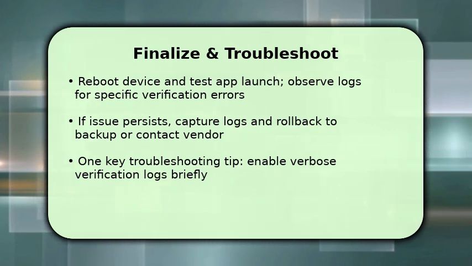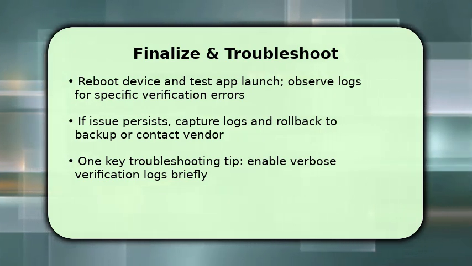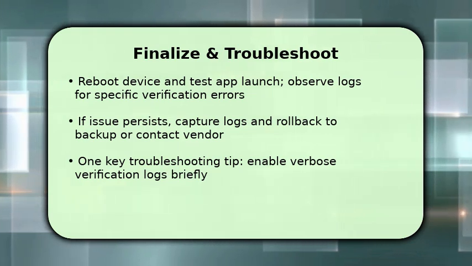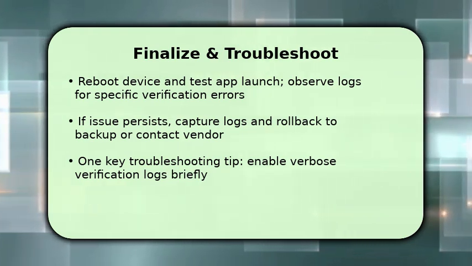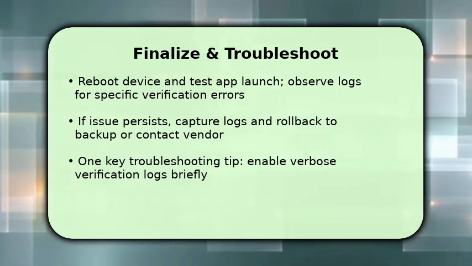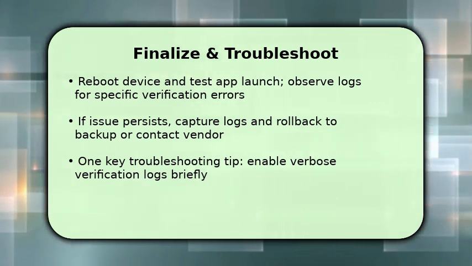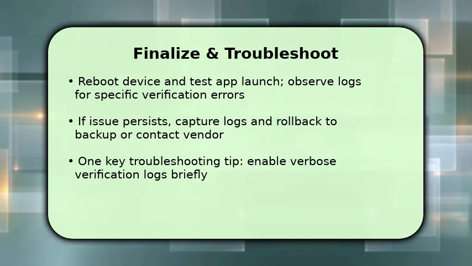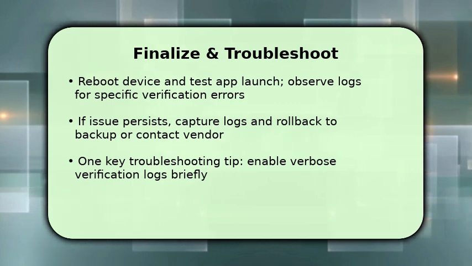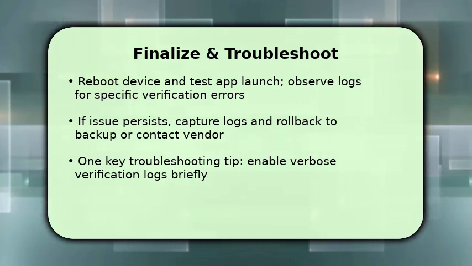If the error persists, capture detailed logs and roll back to your backup or contact the vendor with the log excerpt, because developers can pinpoint signature or manifest issues. One key troubleshooting tip: enable verbose verification logs briefly to get exact failure lines, then disable them to avoid log bloat. Finally, verify app behavior and revoke any temporary settings you enabled.